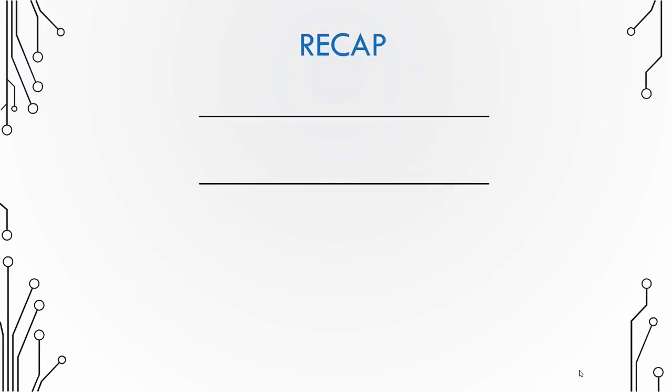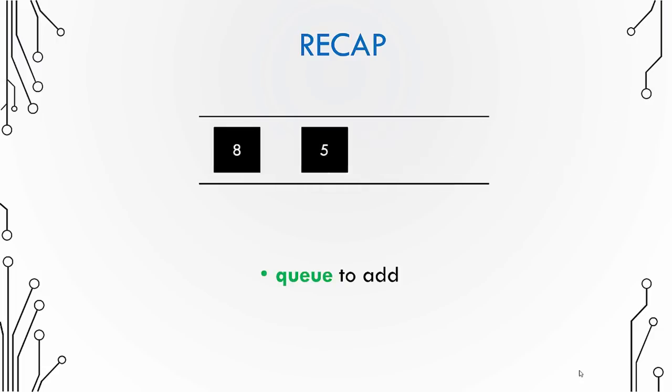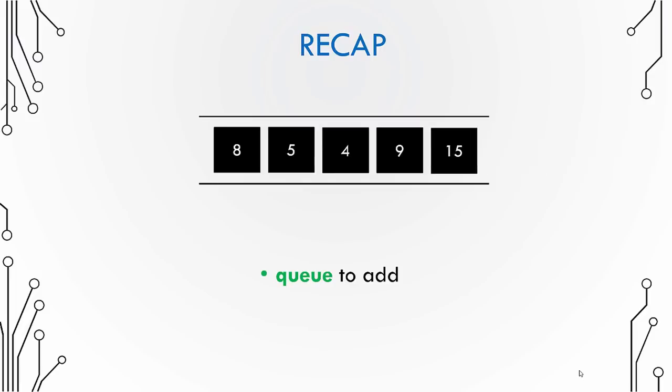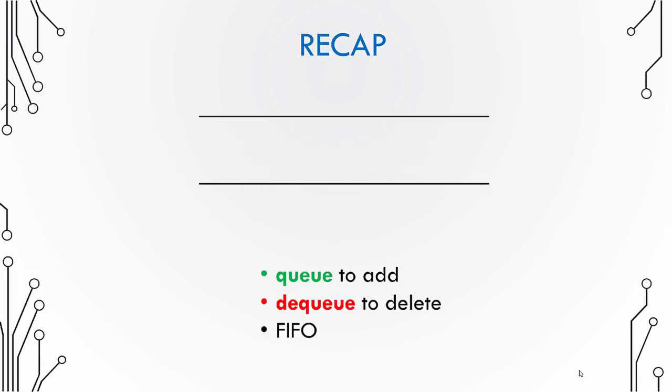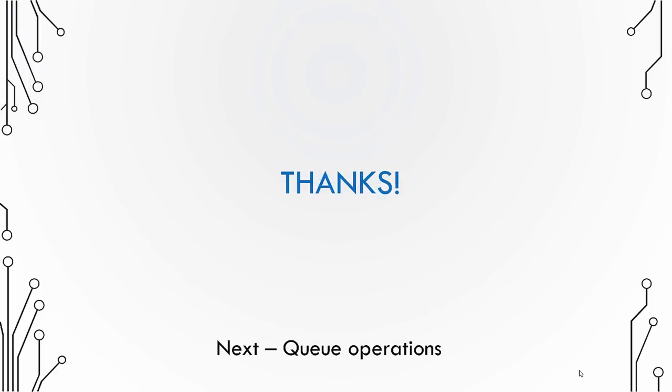Easy, right? So let us have a quick recap of what we have learned in this video. We have learned that a queue is a collection of objects and you have two primitive operations. One is to add elements, another is to delete elements. The process of adding an element to the queue is called queuing, and elements are added to the back of the queue. The process of deleting an element is called dequeuing, and elements are deleted from the front of the queue. And a queue is a first in, first out structure. That means the first element to go in is the first element to go out of the queue.